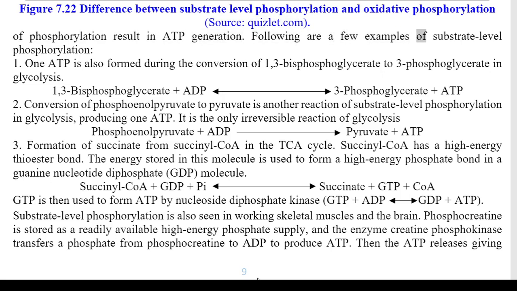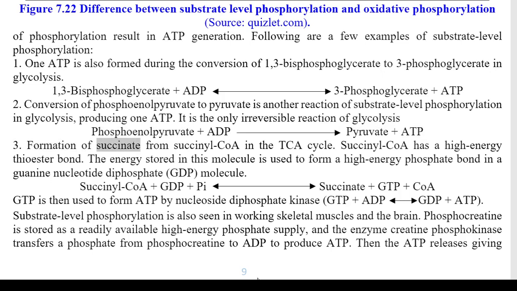Following are a few examples of substrate level phosphorylation. 1. ATP is formed during the conversion of 1,3-bisphosphoglycerate to 3-phosphoglycerate in glycolysis. 1,3-bisphosphoglycerate plus ADP gives 3-phosphoglycerate plus ATP. 2. Conversion of phosphoenolpyruvate to pyruvate is another reaction of substrate level phosphorylation in glycolysis, producing 1 ATP. It is the only irreversible reaction of glycolysis. Phosphoenolpyruvate plus ADP gives pyruvate plus ATP.